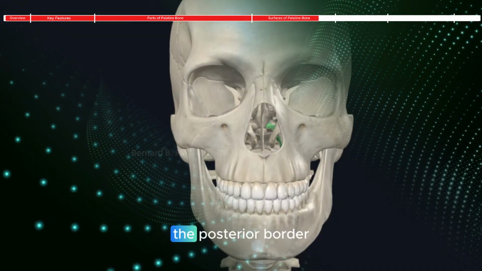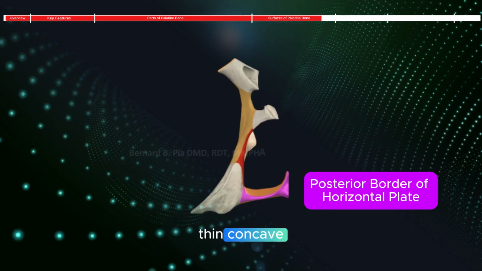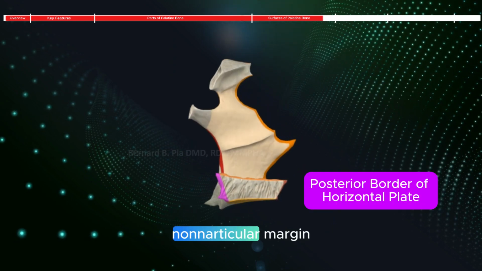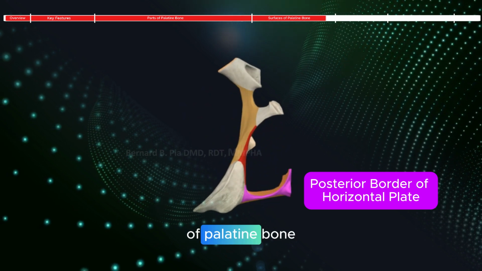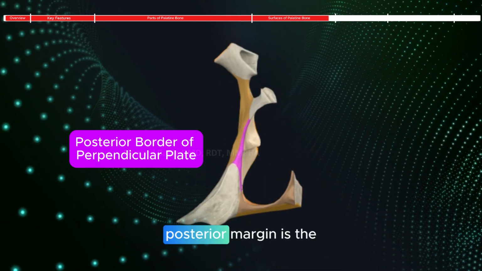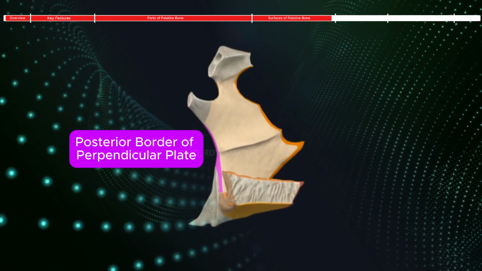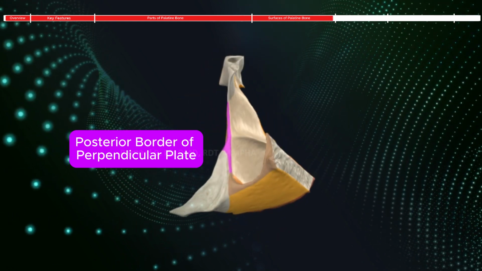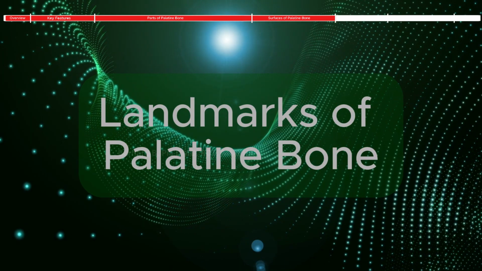8. The posterior border, posterior margin, is the thin, concave, non-articular margin found along the dorsal aspect of the horizontal plate of palatine bone. 9. The posterior border, posterior margin, is the thin, concave margin found along the dorsal aspect of the perpendicular plate of palatine bone. Landmarks. 1.